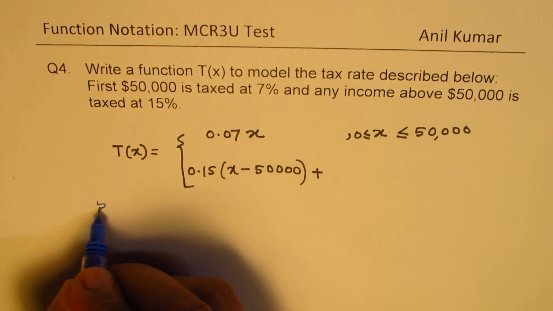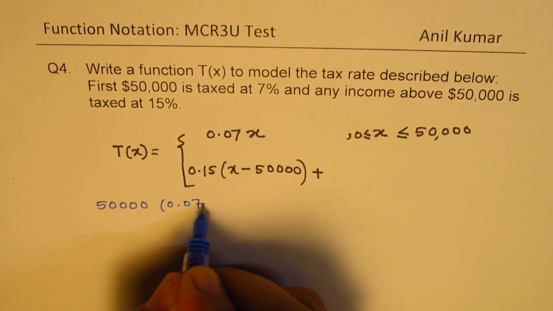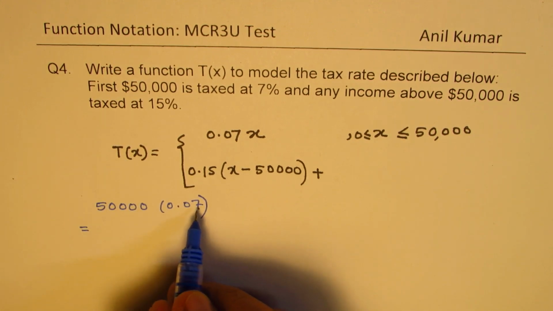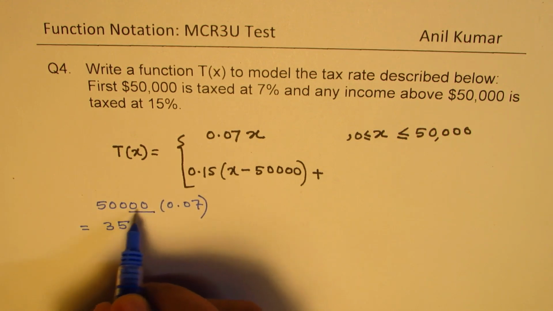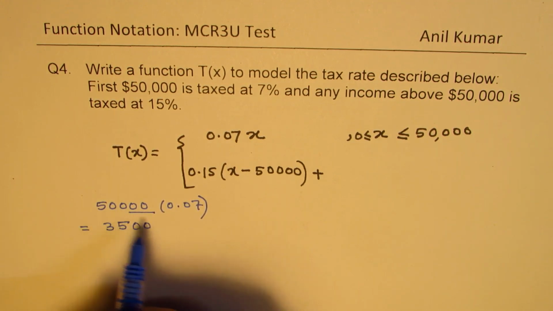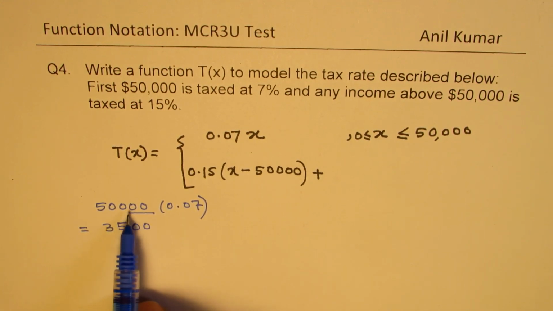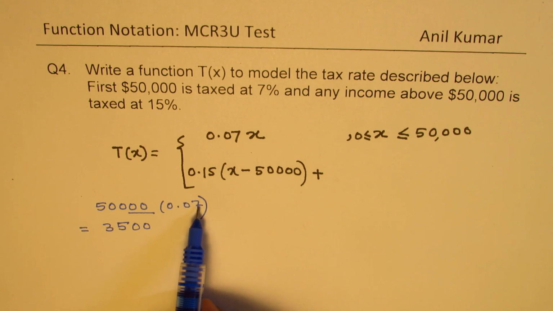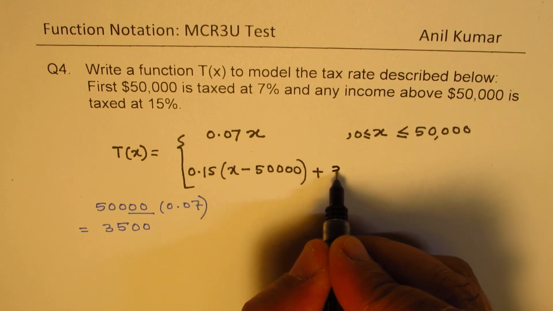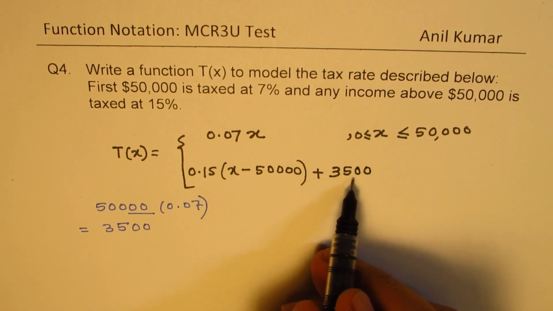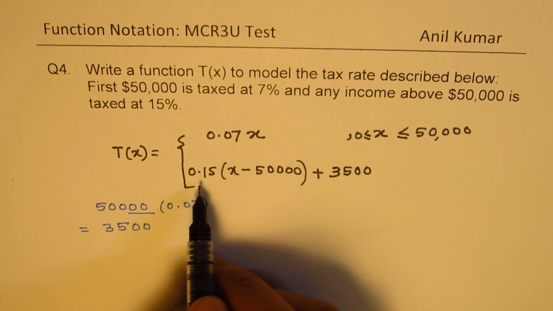So we could do 50,000 times 0.07 and that will give us 7 times 5 is 35, right? And the zeros get cancelled, so we take care of 2 zeros, we get 7 times 5 is 35, so 3,500. So 3,500 will be taxed on the first 50,000, and anything over it will be charged at 15%.